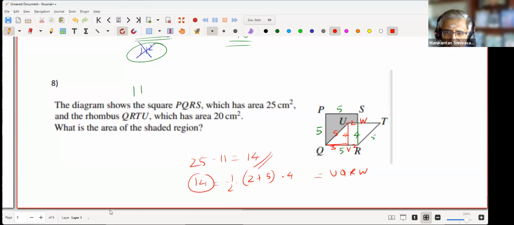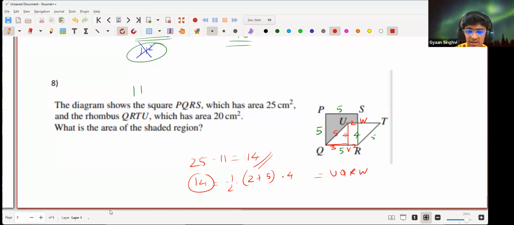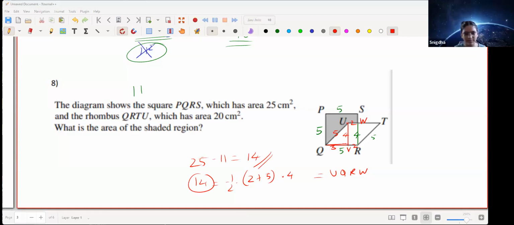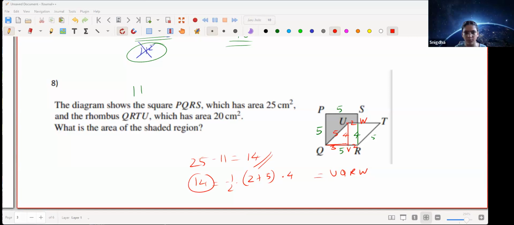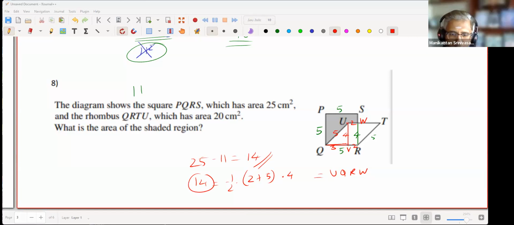I hope others also did something very similar, right? We'll start off with the rhombus height. I did something similar and got 14 as well. Snigdha, you got 14 as well, but you said you did something different. The answer is 25 minus 14, which is 11.